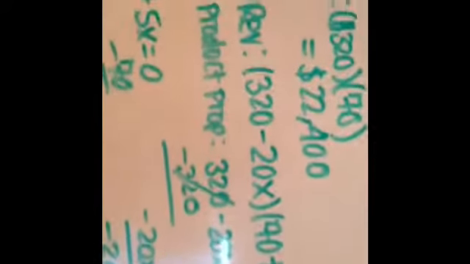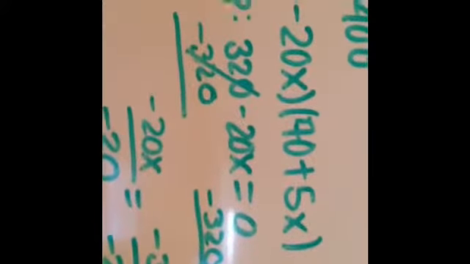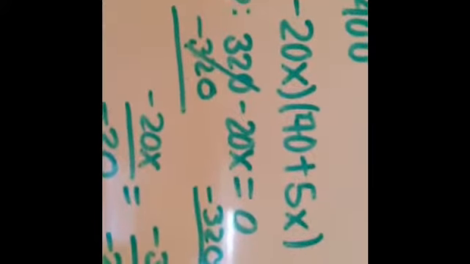So you use the zero product property, so you break up the problem. You have 320 minus 20x equals 0, and then you subtract 320 from both sides, and you get negative 20x equals negative 320. Then you divide by negative 20 to get your x, and so x equals 16.